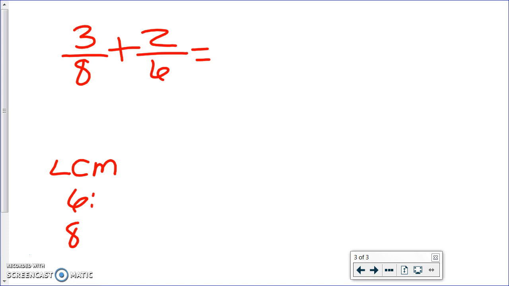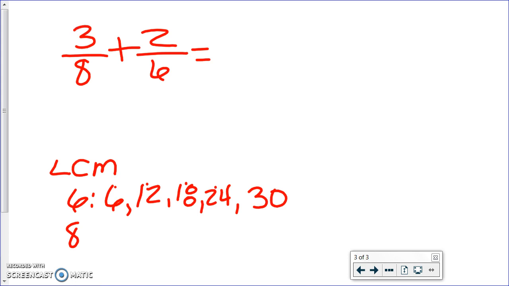Remember, the least common multiple, a multiple means it is a number that 6 times something will go into. So if I list the multiples of 6, it's just like skip counting. I have 6, 12, 18, 24, and so there's 6 times 1, 6 times 2, 6 times 3, 6 times 4. Let's go one more. 6 times 5 is 30.